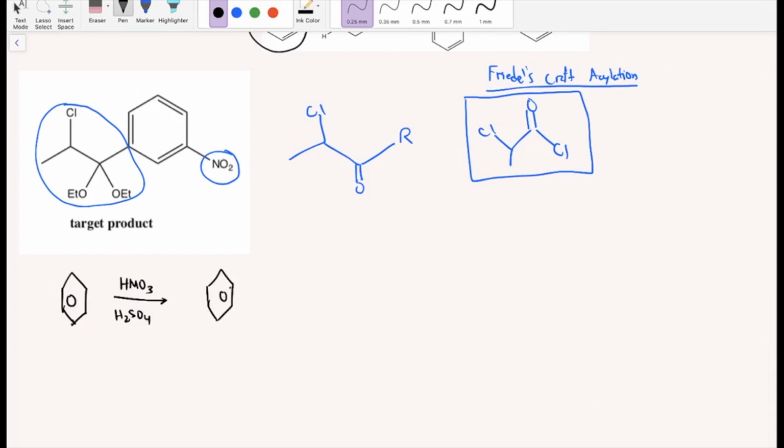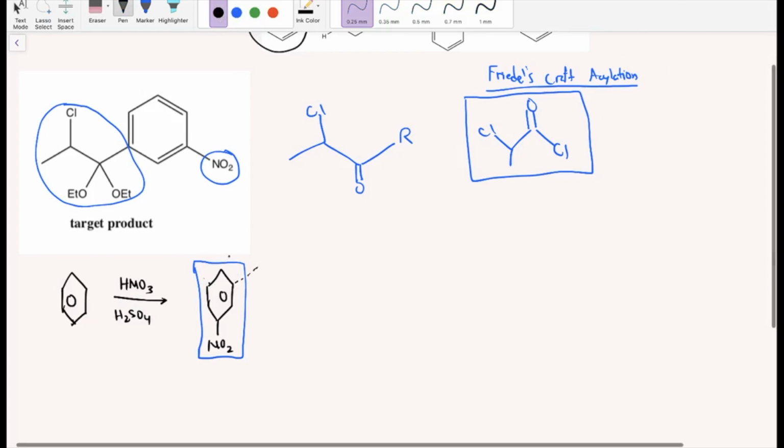Also, for these problems, I don't care whether I show the mechanism or not. That would just take way too long. This already takes quite a bit. So we have this thing ready over here. Okay, that thing's ready to go. Now the question is, how do I add a group right here or right here? This is symmetrical, so it doesn't really matter. So how do I add that?